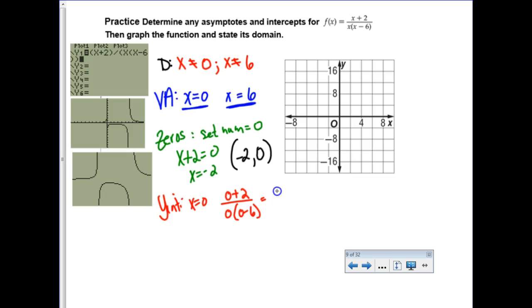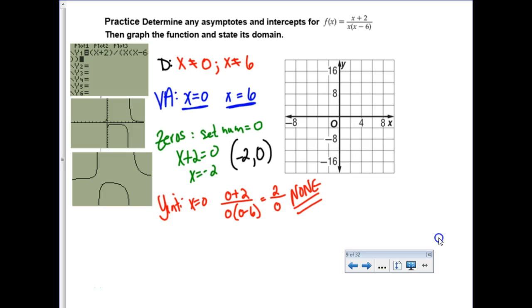Now think about this, guys. You're going to get 2 over 0. What is the number 2 divided by 0? It's an undefined expression. So do you have a y-intercept if you can't define it? No, we do not. So you're going to say none. There's no y-intercept in this problem.